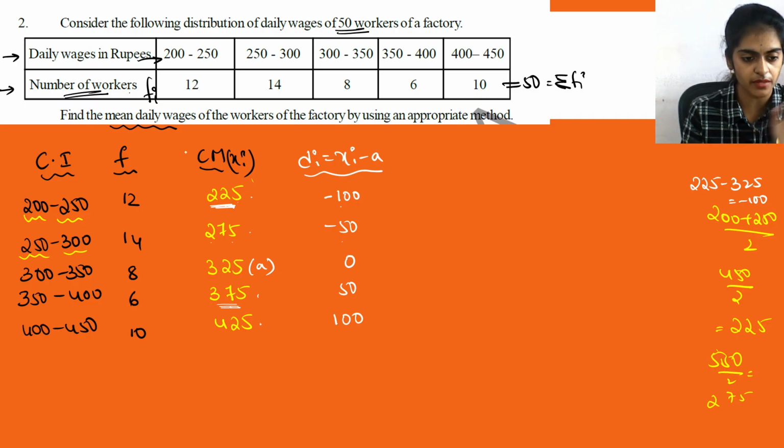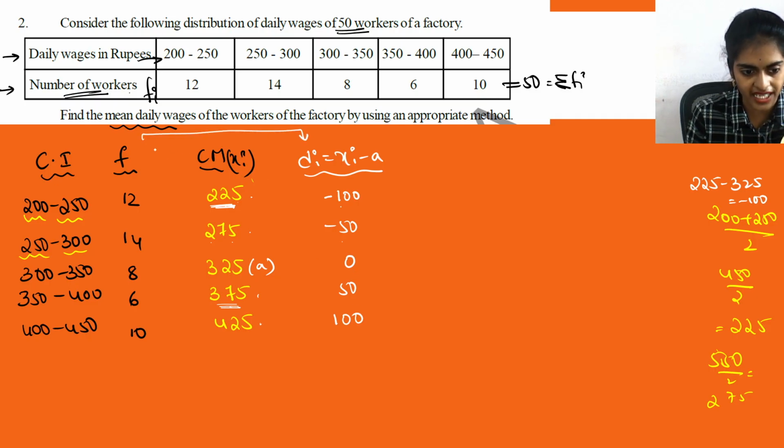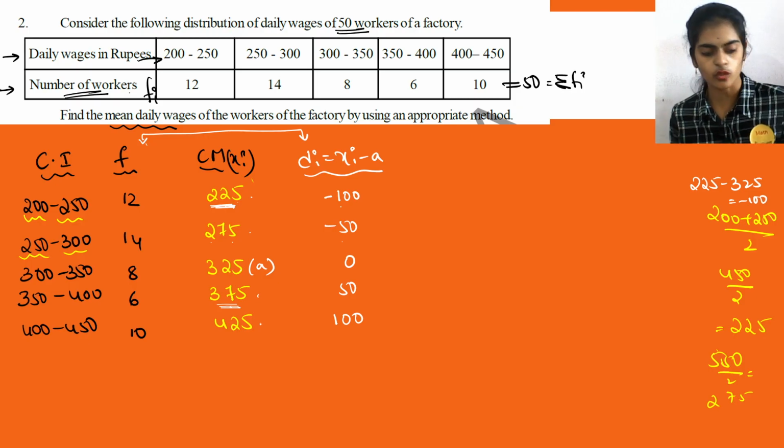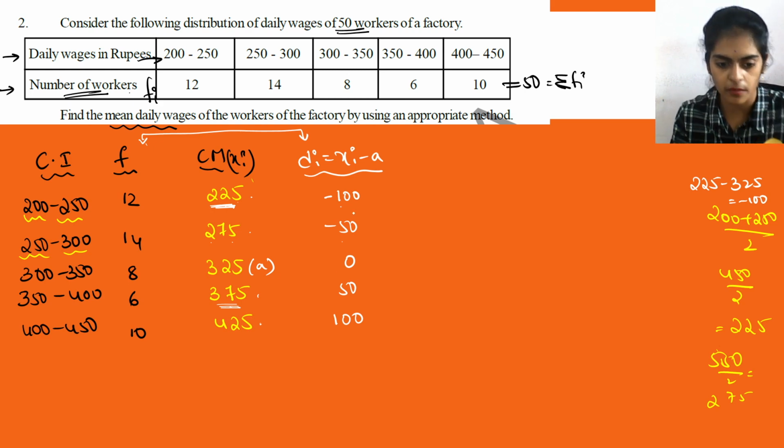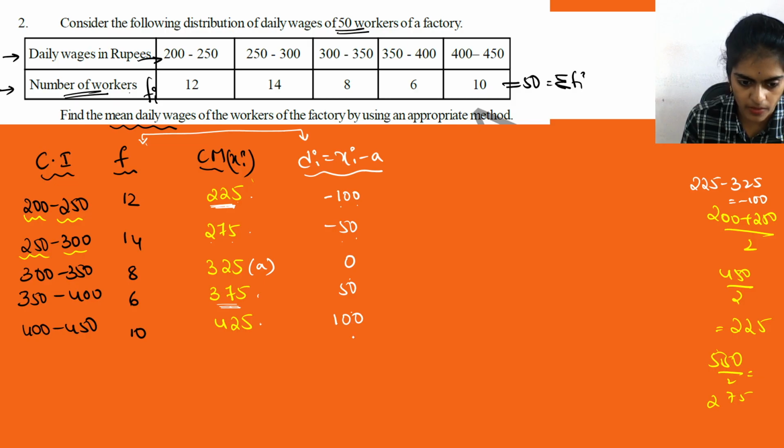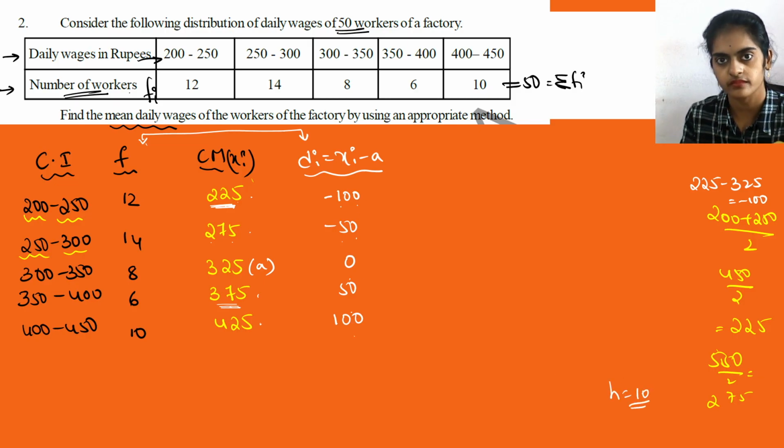If you are using deviation directly, you will multiply fi di, and here ends the story. You can multiply fi di and the story ends. But if you want to use the step deviation method, look at the common factor. 10 is a common factor, so you can take the h value as 10, divide, and find the step deviation.